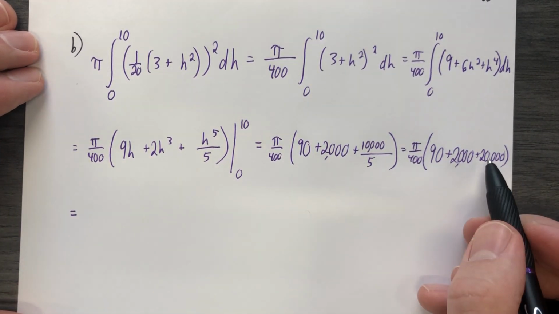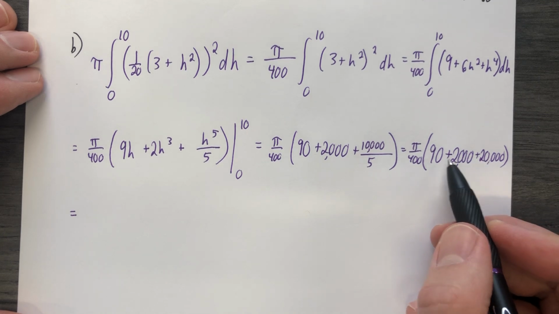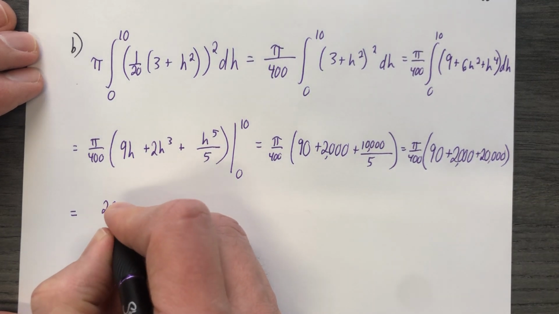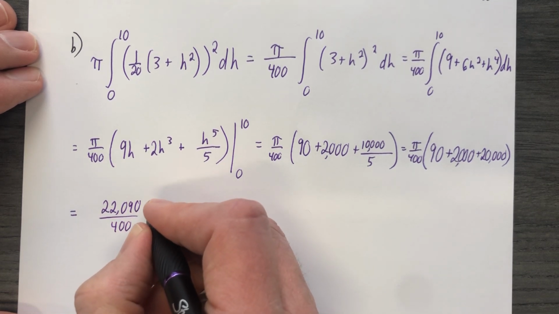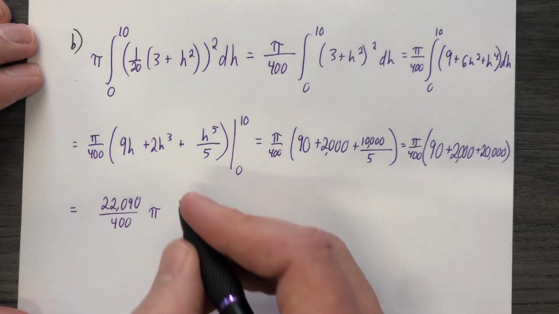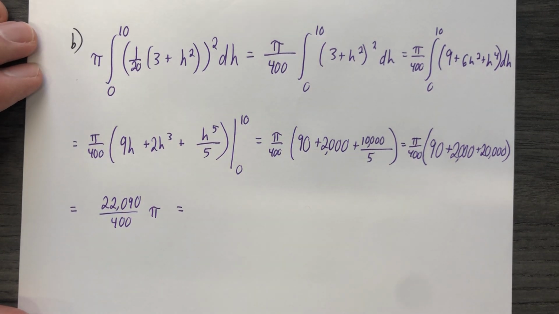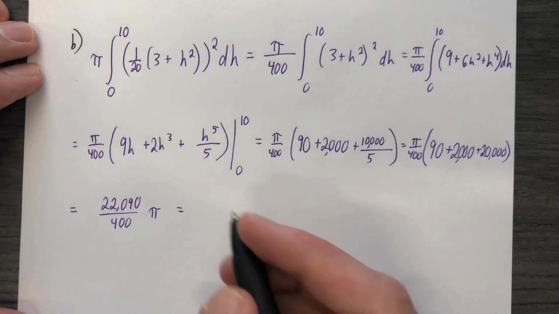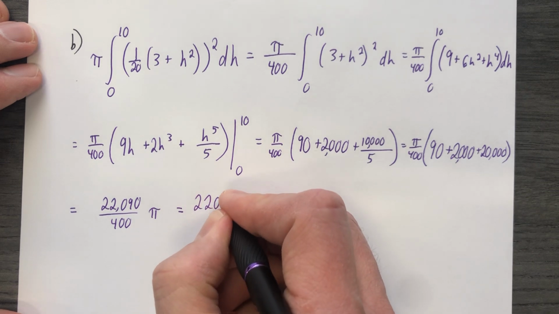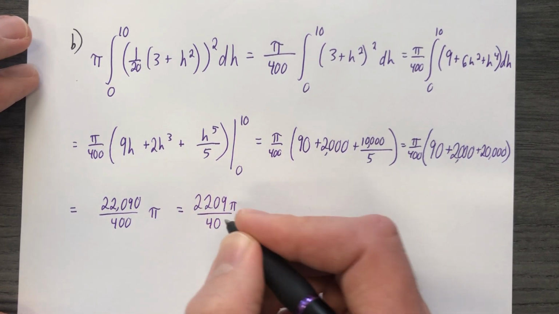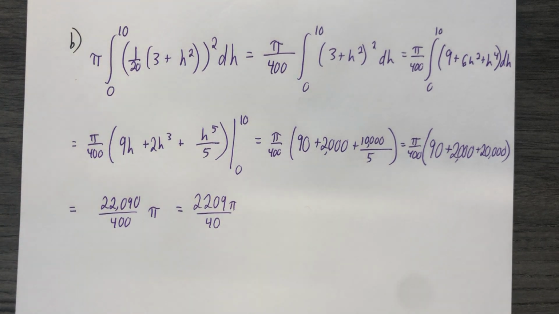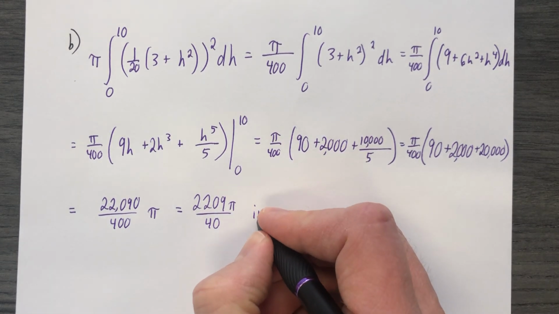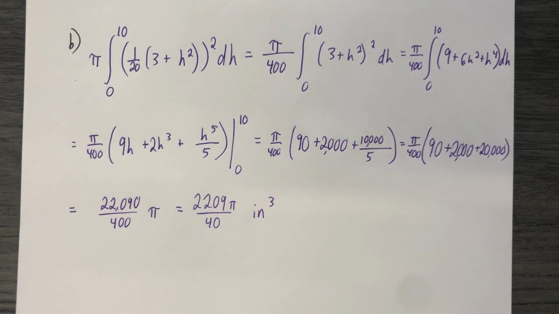And so what I really have is 22,090 over 400 and a pi. Put the pi on the top, put the pi on the side, it doesn't matter. And this can reduce. Again, you could have stopped here. I'm not. So 2209 pi over 40. And they said find the volume of the funnel. And they did not ask for units, but I'm going to put them anyway. So this is in inches cubed because it's volume.